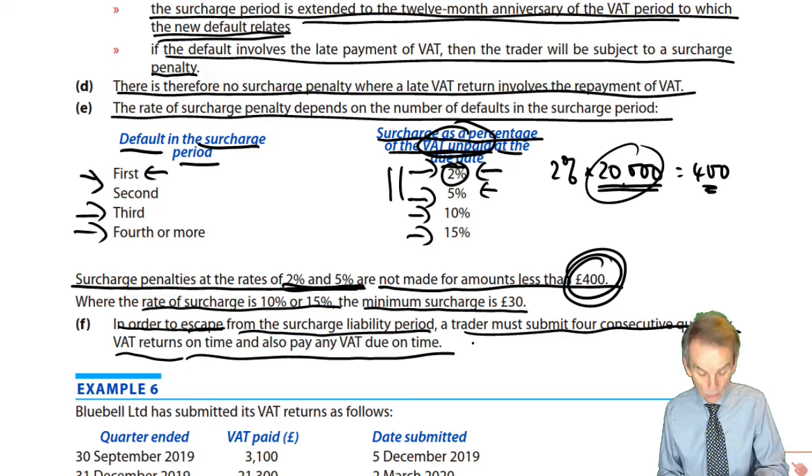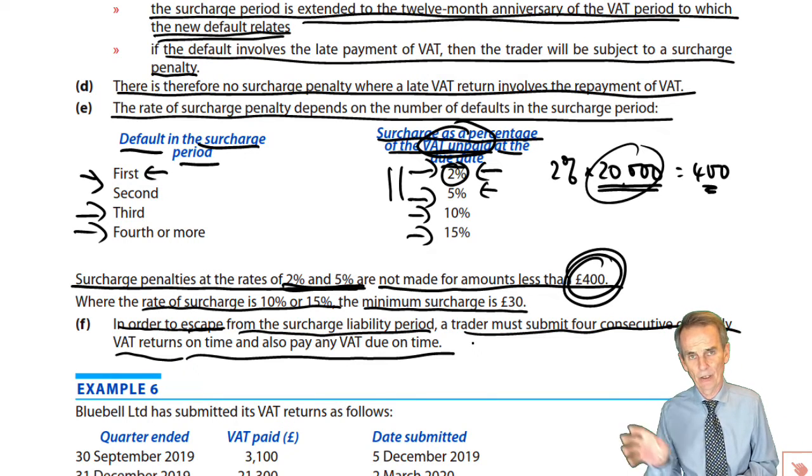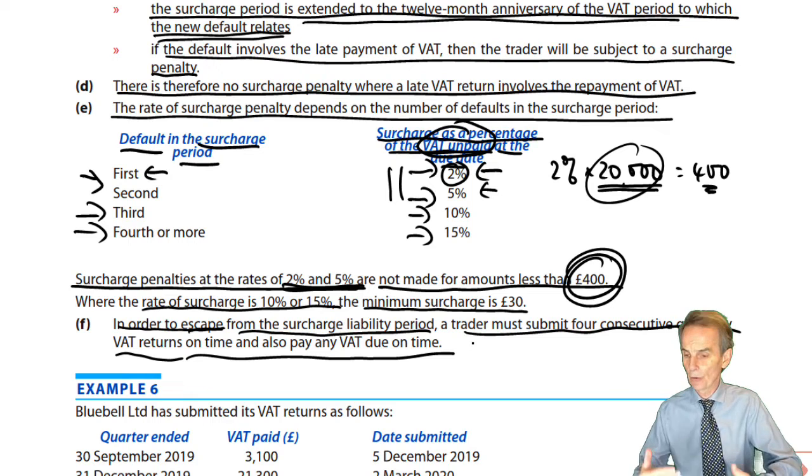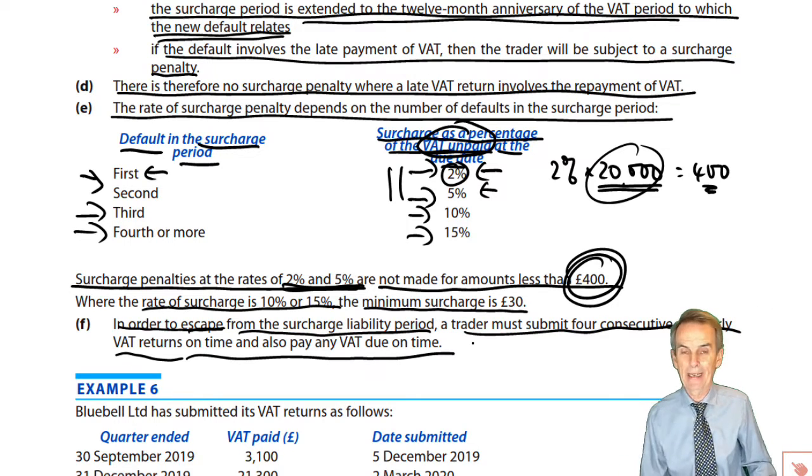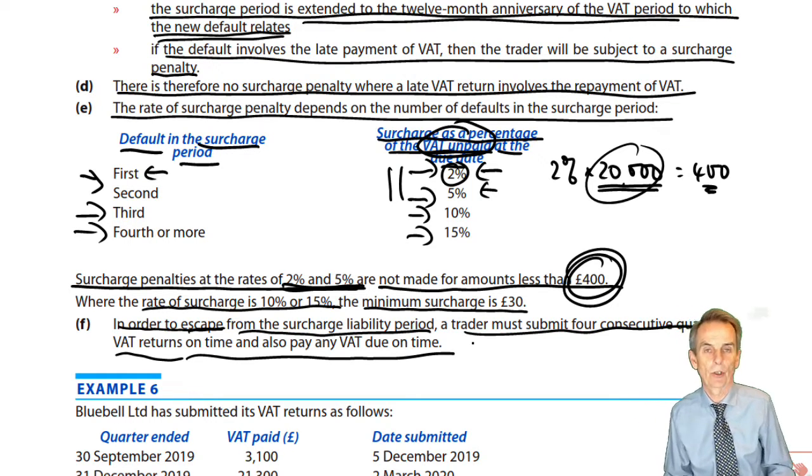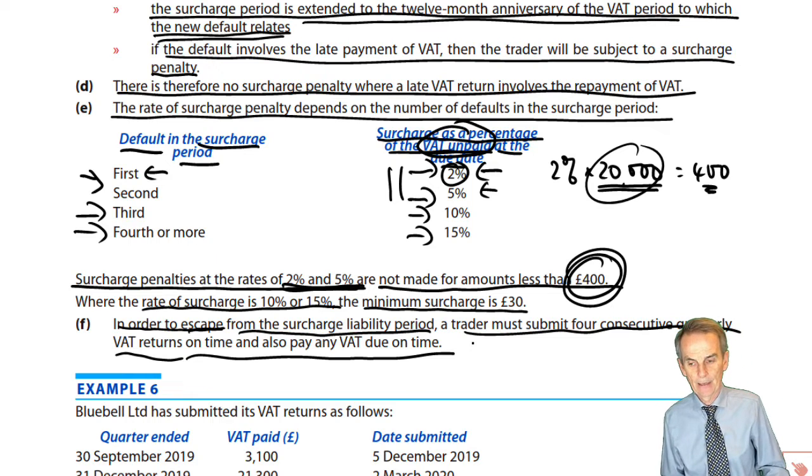Now then, in order to escape from that surcharge liability period, we've got to have 4 VAT returns submitted on time and the amount of VAT paid on time. Once that happens, then we're free and we start all over again. We will not have a continuing 12-month situation. We stop at that particular point. But of course, if coming out of it, you then commit a further default, then there won't be a penalty on that, but you'll start the process all over again.